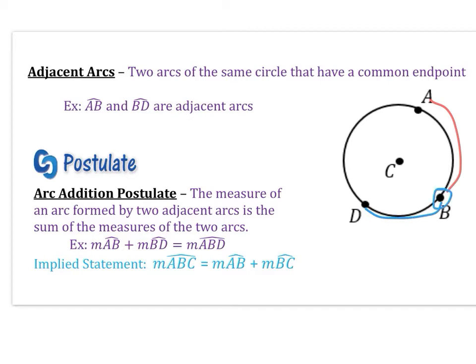Our arc addition postulate states that the measure of an arc formed by two adjacent arcs is the sum of the measures of the two arcs. So if we add those two adjacent arcs together, we will get the entire major arc from A, including B, towards D. Actually that should be a D right there, not a C. So the measure of arc ABD would be equal to the measure of arc AB plus BD. So just fix that on your implied statement list.